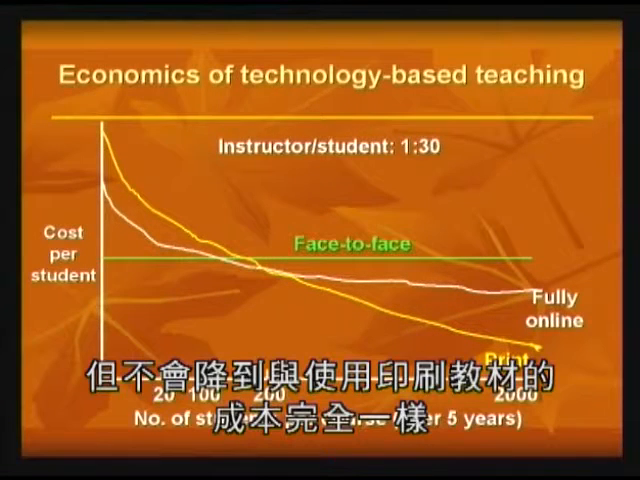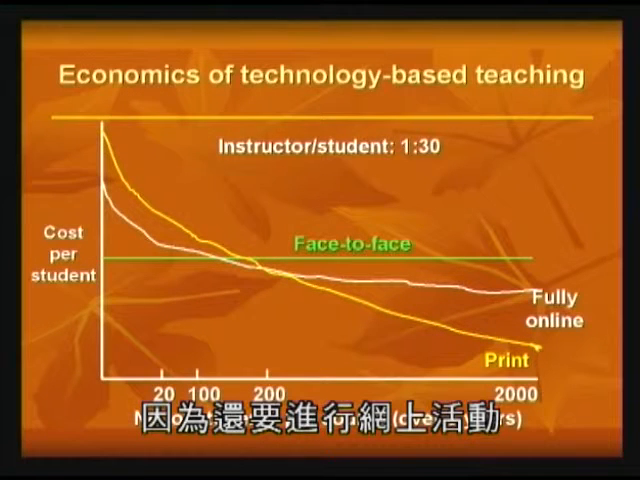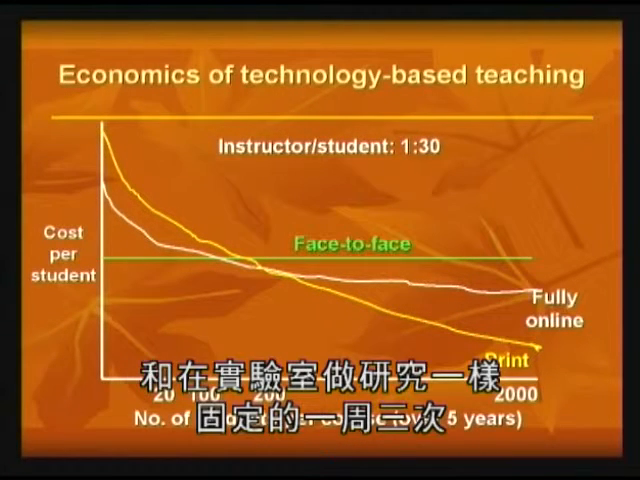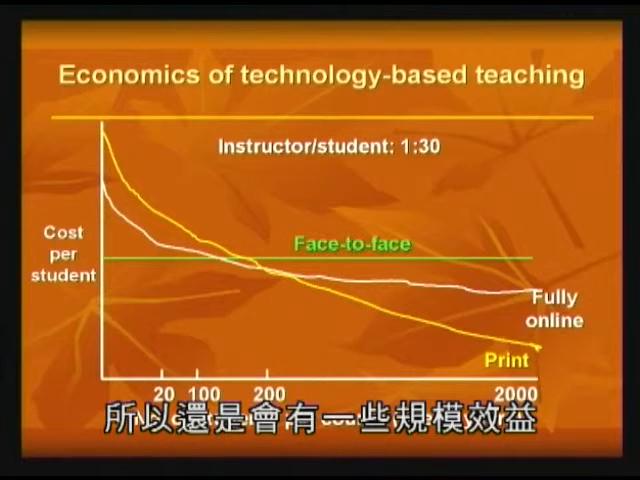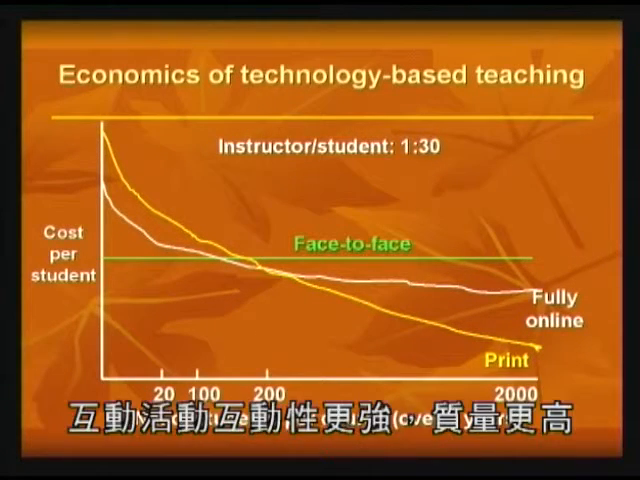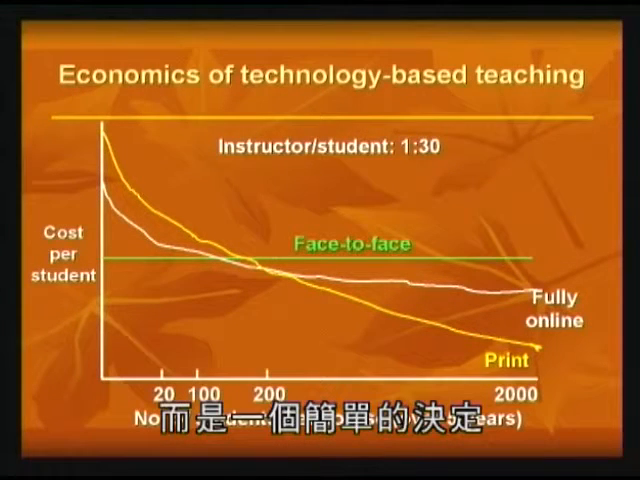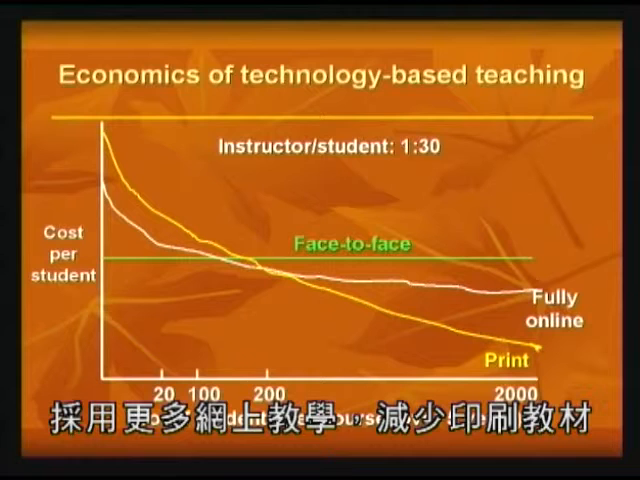But it doesn't drop completely to the same level of print because you're still interacting online. So, but you're not interacting as much as if you were there in a face-to-face class 3 times a week or in the labs and so on. So there are some economies of scale, but they're not the same as for print, but there's more interaction and higher quality. So for most distance organizations, it's not been a big decision. It's been an easy decision to move more to online than to print-based teaching.